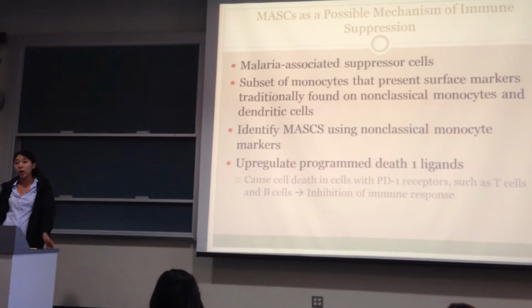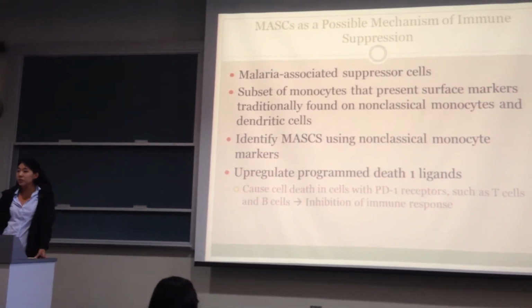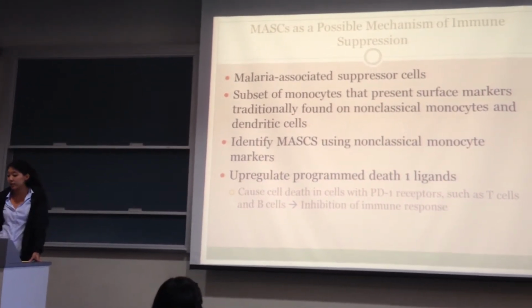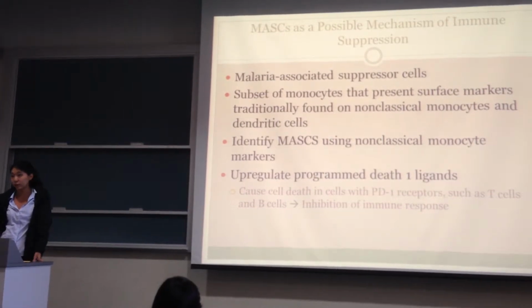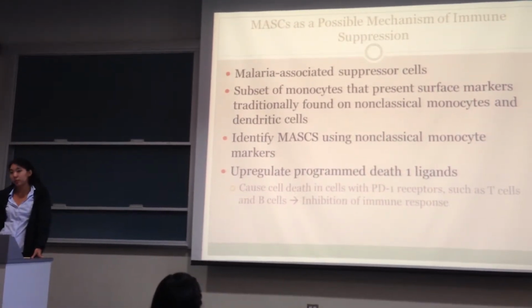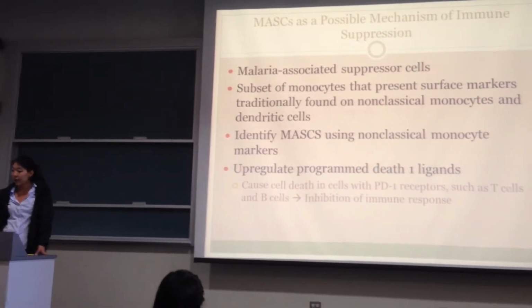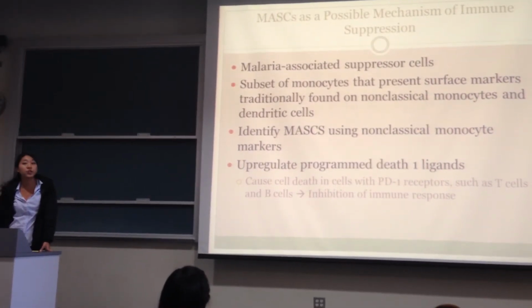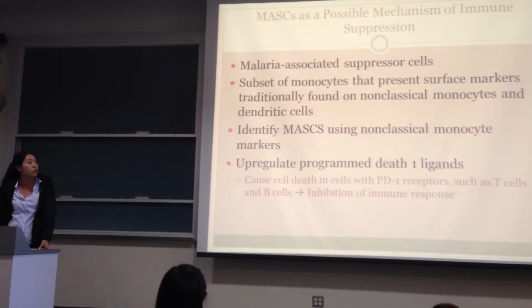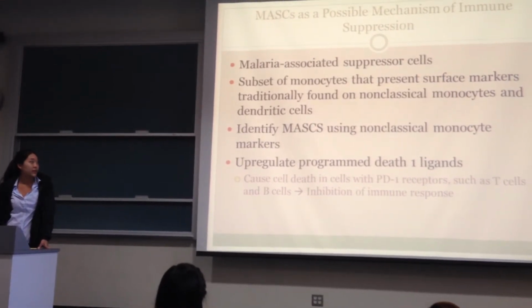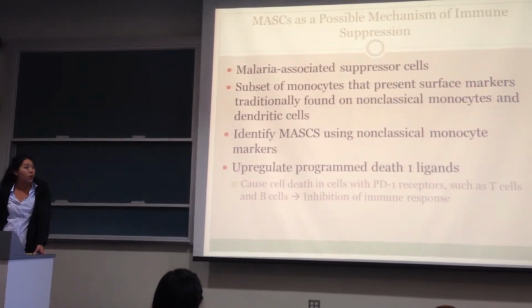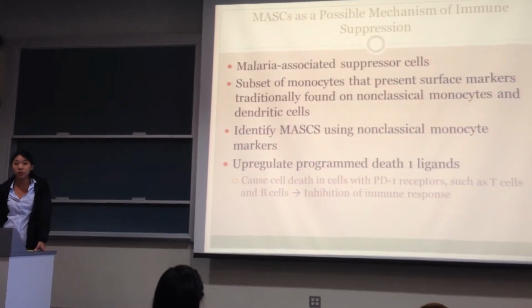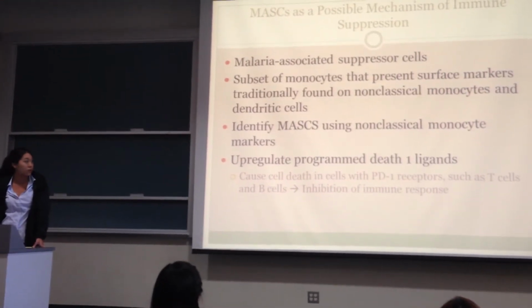So what are MASCs and why are we interested in them? MASCs are what we are calling malaria-associated suppressor cells, although this is not an official term. This is what we're choosing to call them at the moment. They are a subset of monocytes that present surface markers traditionally found on non-classical monocytes and dendritic cells. We identify MASCs using non-classical monocyte markers because they are similar, although not identical, to these non-classicals.